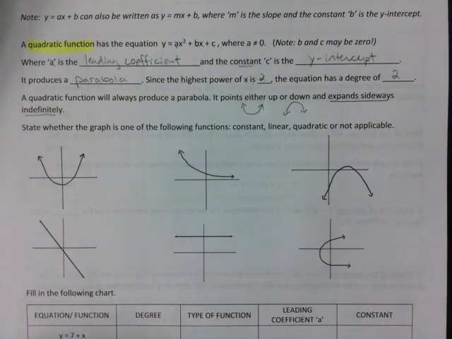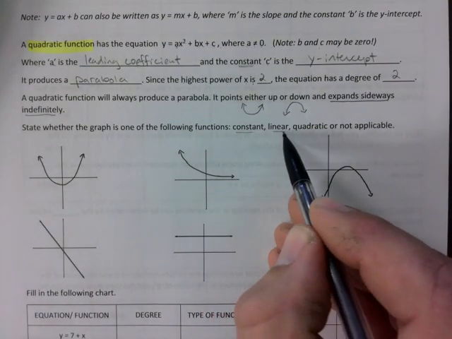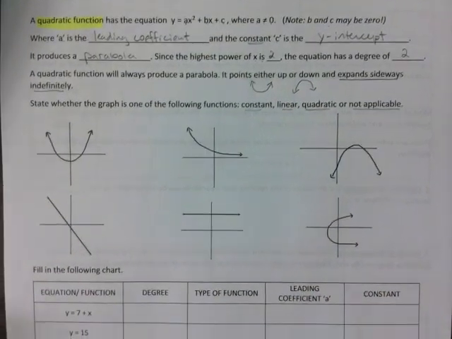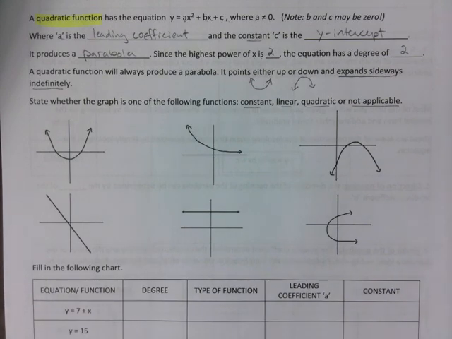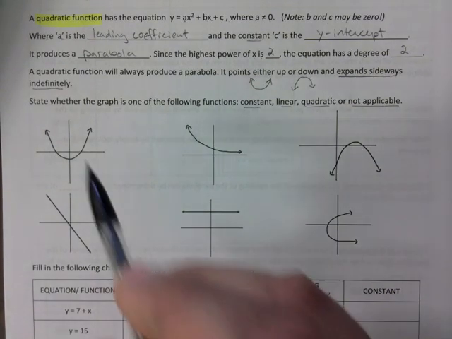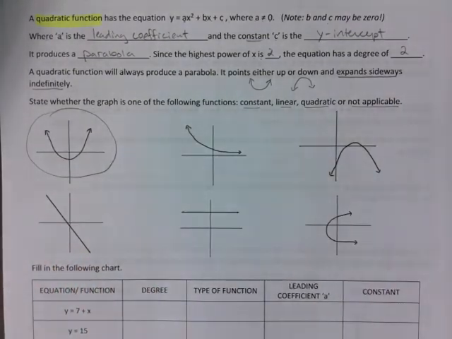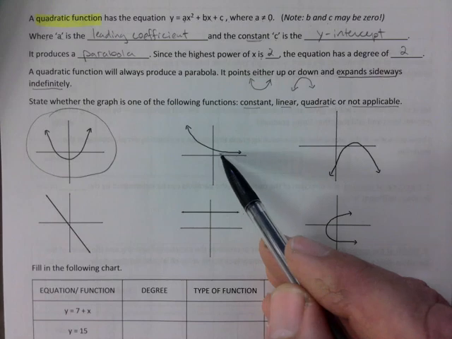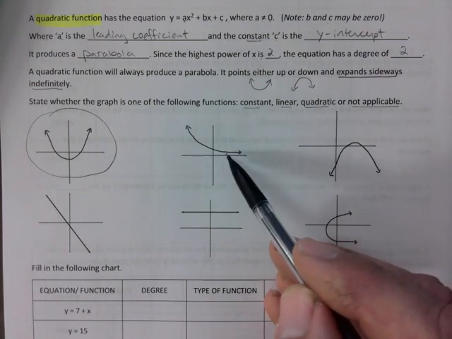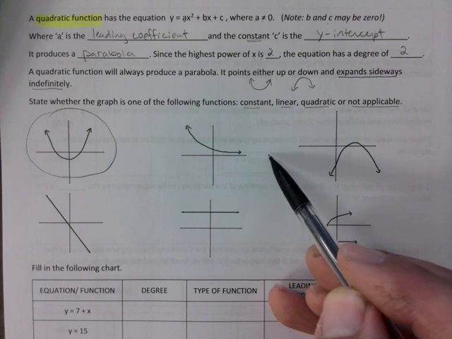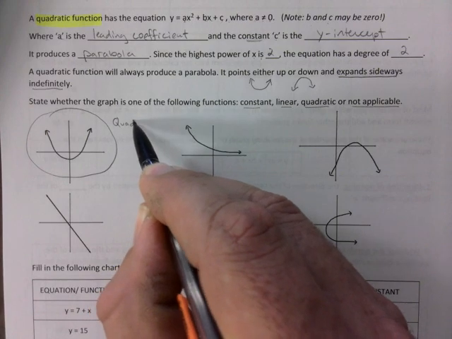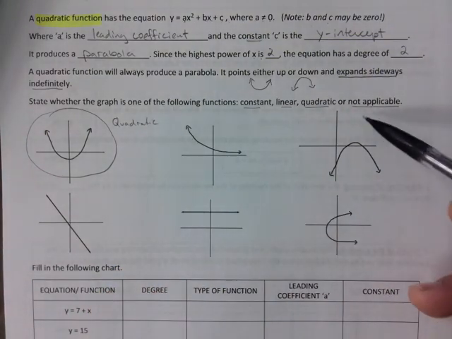State whether the graph of the following functions would be a constant, a linear, quadratic, or not applicable. To be honest, this is just to emphasize. Let's pick out the quadratic functions here. Quadratic. Is this a quadratic? Kind of looks like it, but we say no because we need to see that this is going back up. And so far it's kind of indicating that it's going to continue going down, so it's not a quadratic, right? So quadratic. This is a quadratic.